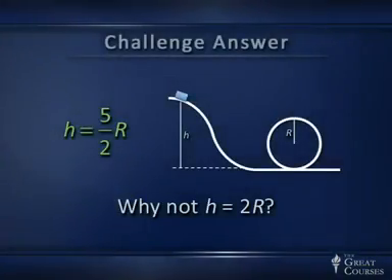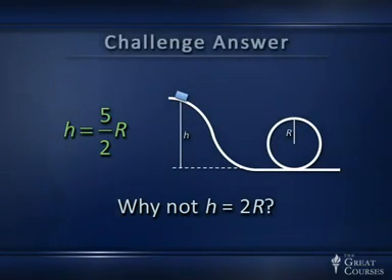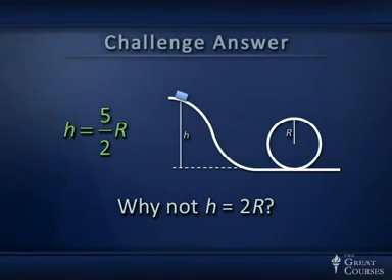Okay, here's the answer. The height from which you have to release it is 2.5 times R, 5/2 R. And you might say, why isn't it just 2R? Because after all, if it's 2R, I could certainly have enough energy to get up to twice the radius, that is the diameter of the loop. But nope, it's 5/2 R, 2.5 R, and I'll let you puzzle about why that is.